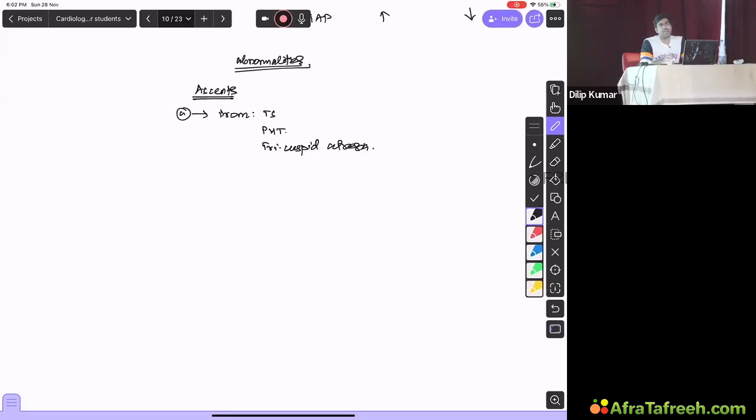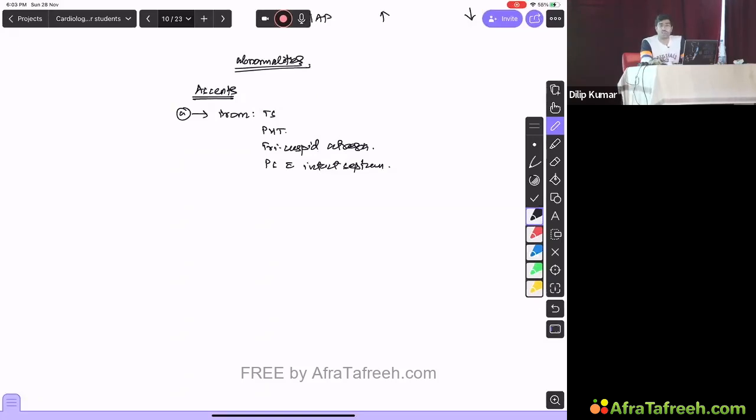Second area where you can see this is probably another congenital heart disease. Pulmonary stenosis with intact septum, or pulmonary atresia with intact septum. Pulmonary stenosis with intact septum or pulmonary atresia with intact septum. Okay, this is another condition where you can see very large A wave.